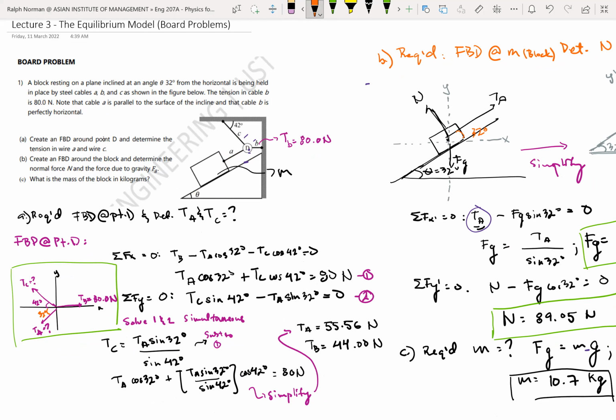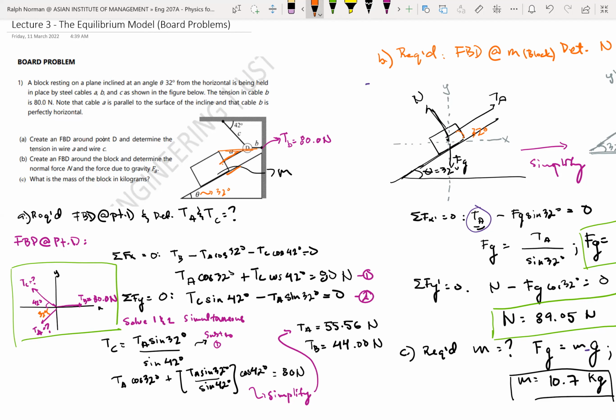Okay, so we have an inclined plane, a block resting in a plane inclined at an angle of 32 degrees. So automatically, you know from the figure below that the theta they're referring to here is 32 degrees. And it's being held by steel cables at A, B, C. So we have yung tensions dito, A, B, C. And the tension in cable B is already provided at 80 newtons. So that's particularly this guy. And also note that the cable A is parallel to the surface of the inclined plane. So it's very important to note that this guy is parallel here.